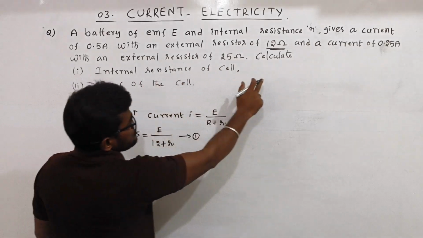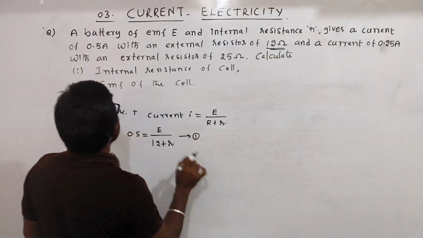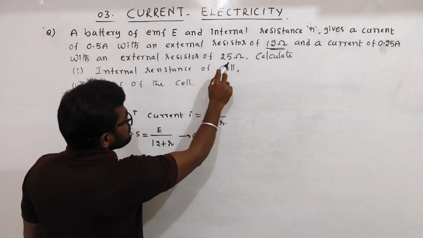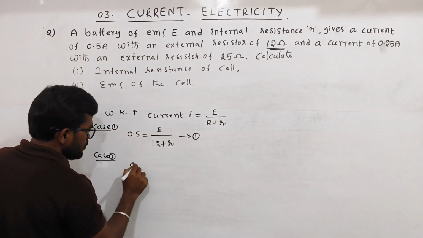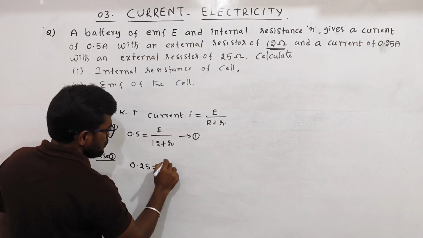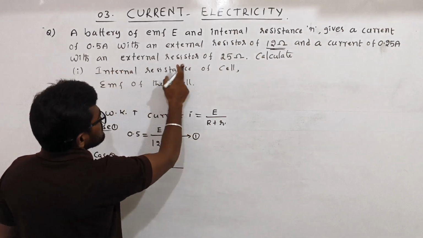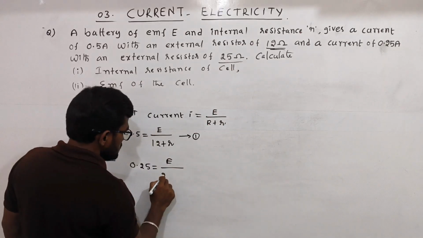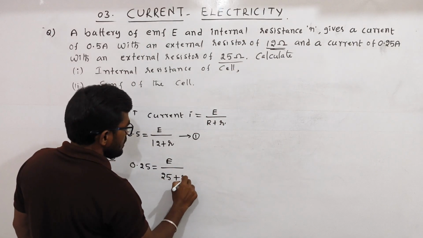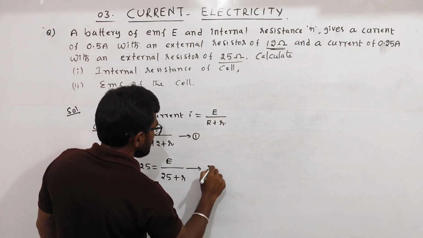Now look at this one: a current of 0.25 ampere with an external resistor of 25 ohm. Current 0.25 ampere is equal to E divided by the external resistor, 25 ohm, plus r. So in this case it is 25 plus r. This is equation number 2.